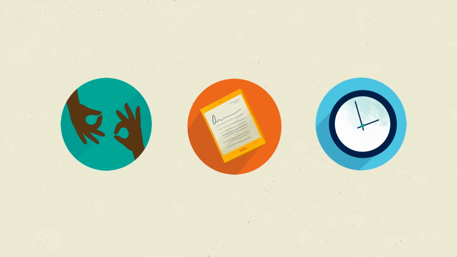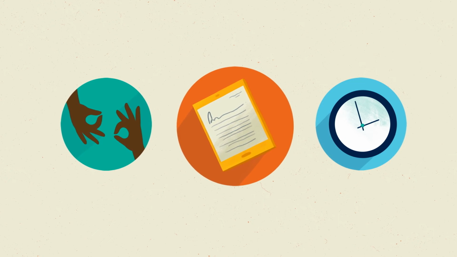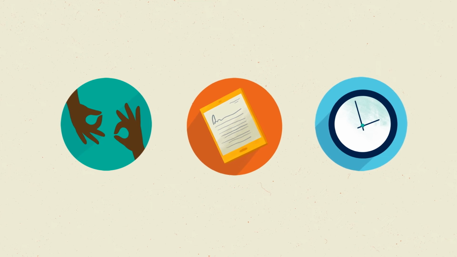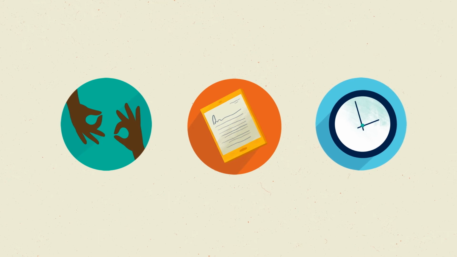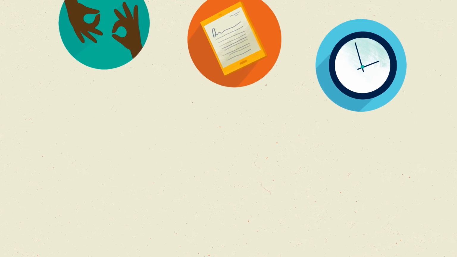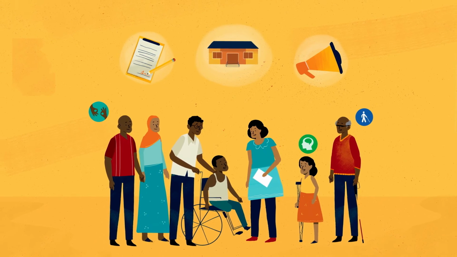3 circular icons animate onto screen, representing sign language, an e-reader, and extra time. Reasonable accommodations include, for example, sign language interpretation, the use of e-readers, or simply providing extra time for persons with disabilities to perform a given task. A zoom out arrives at a group of 7 people, including carers, students, and education workers. Some have disabilities and some do not. A clipboard, a school, and a megaphone appear as icons above them.